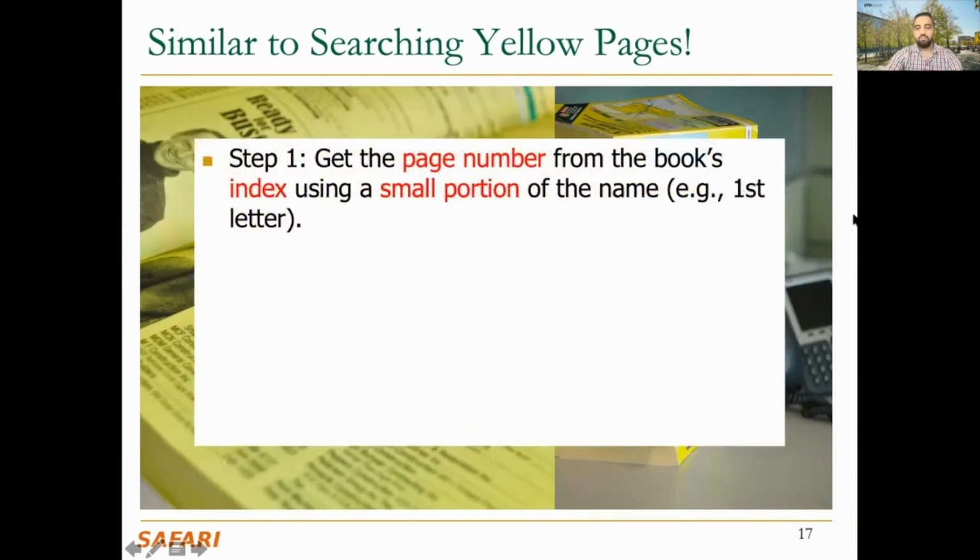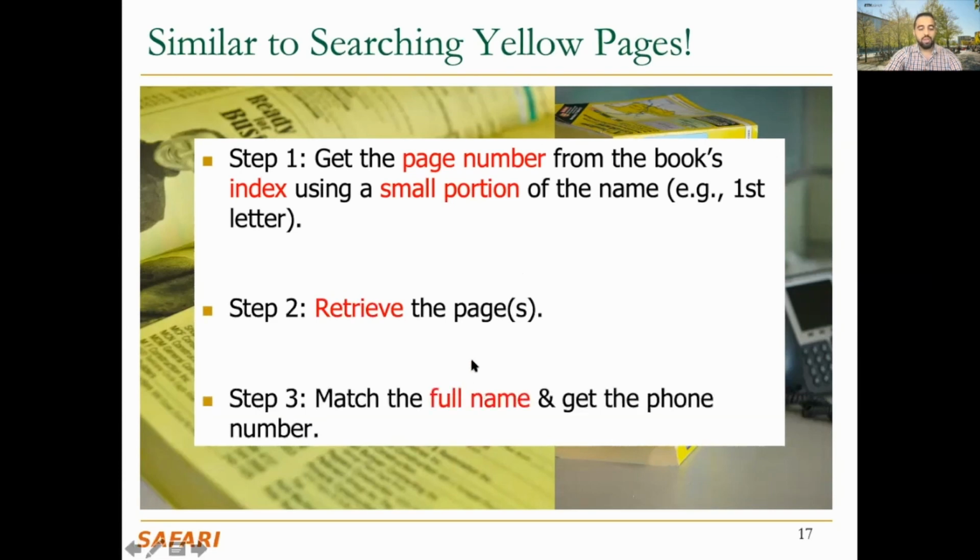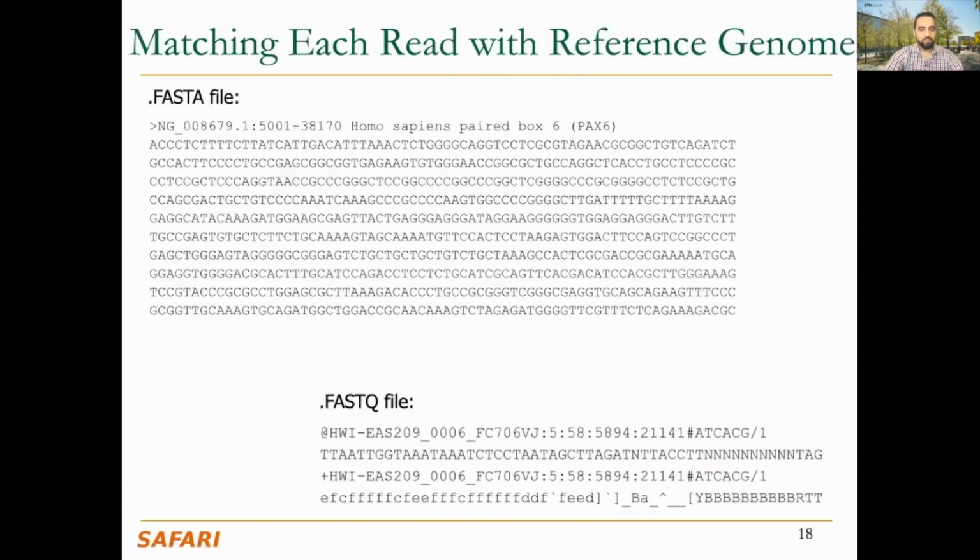First, you need to get the page number from the book index using a small portion of the name. For example, the first character. What is the page number of the section that starts with A? And then the second step, you retrieve that page and you go to that section. And then you try to match the full name, character by character. You move on from the name, first character, second character, third character, till you get the full name. Once you get the full name, you get the phone number. And this is exactly how we perform read mapping.